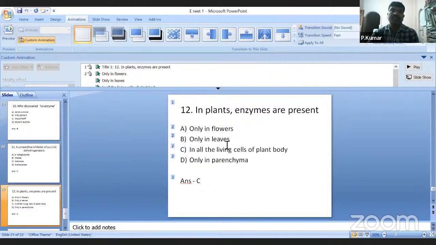In a plant, enzymes are present where? Only in flowers, only in leaves, or in all the living cells of the plant body? So C is the answer: in all the living cells of the plant body.